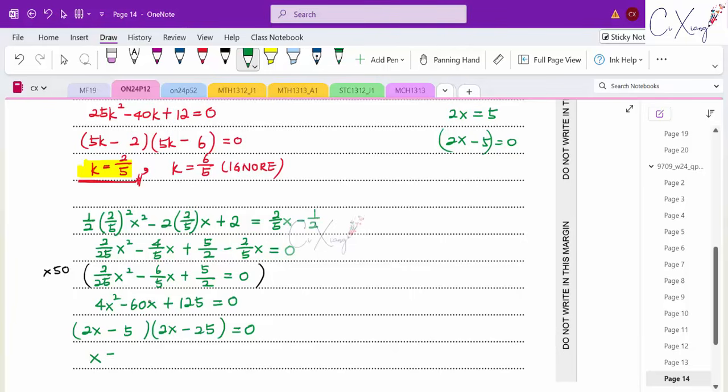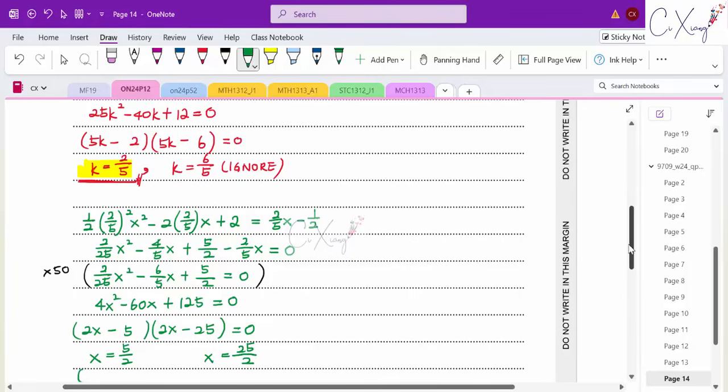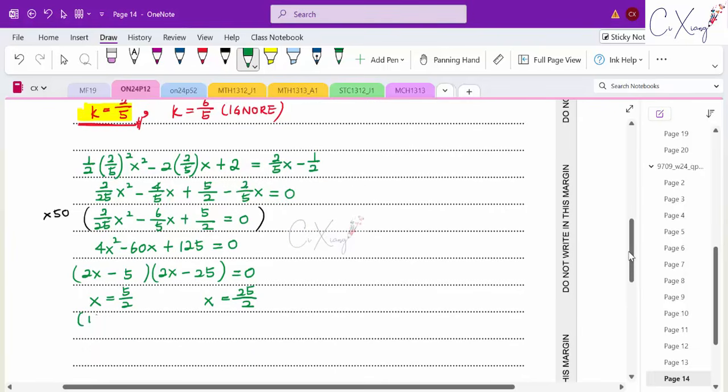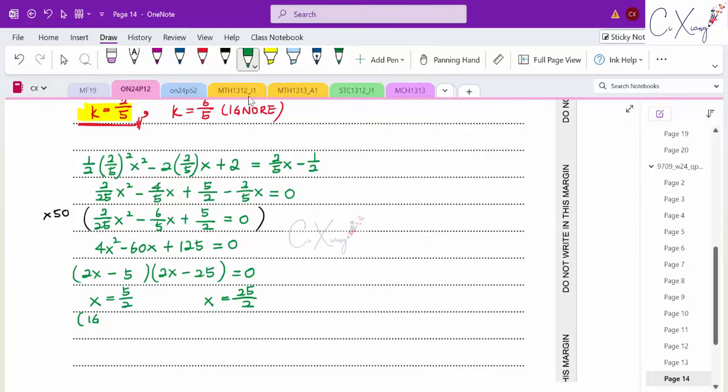Okay, so from here, you'll get x equals to 5 over 2, which is already the coordinate of the intersection point that you have. So we are going to ignore this one. And the other intersection point will be x equals to 25 over 2. Ignore this one because it has been given. It is actually the intersection point given in the question already. So I don't want this one anymore. So I will just focus on x equals to 25 over 2.